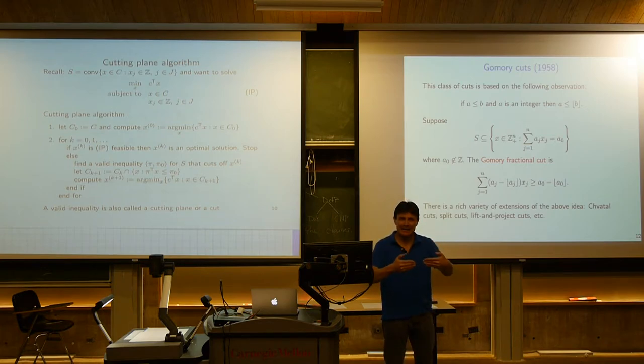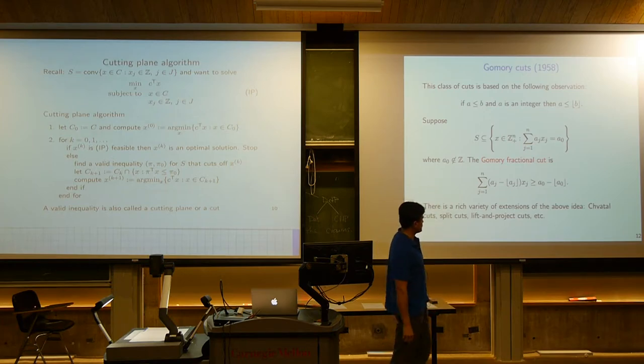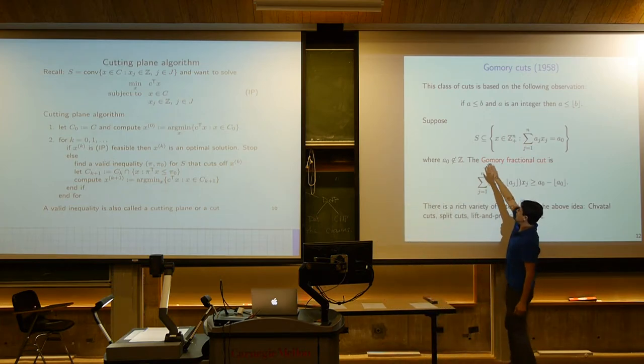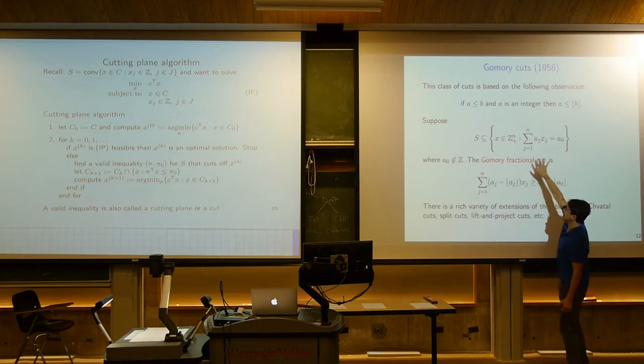And that is a tighter inequality. So that is a very, very simple observation. And in some way, that is what underlies the idea that Gomory proposed. So more generally, suppose that I know that my convex hull is contained in this set.